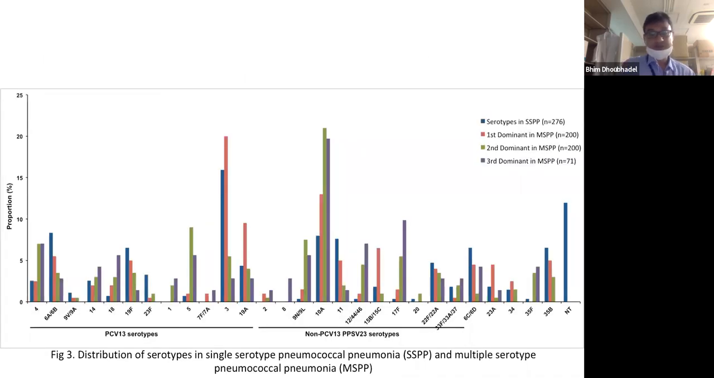So when we see the serotype distribution, there are 5 different colors. So the first one is the blue one. So this one is single serotype, the serotype distribution among the single serotype pneumococcal pneumonia. And the other three, although there are 5 different serotypes we identified in a few cases, due to the sample size I selected only 3. First dominant, second dominant, third dominant.